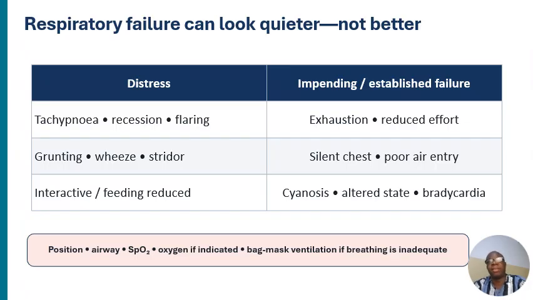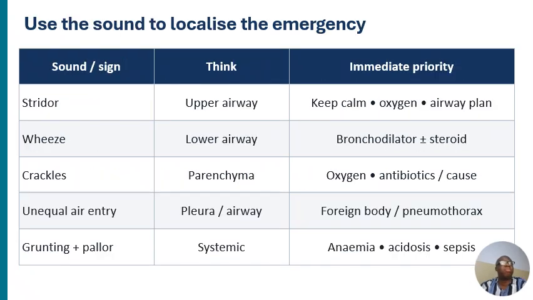After recognizing respiratory failure, careful auscultation helps us to localize the cause of this emergency. Breath sounds can help you localize the problem. Stridor suggests upper airway obstruction. Keep the child calm, provide oxygen as indicated, and prepare an airway plan while treating causes such as croup, foreign body, or anaphylaxis.